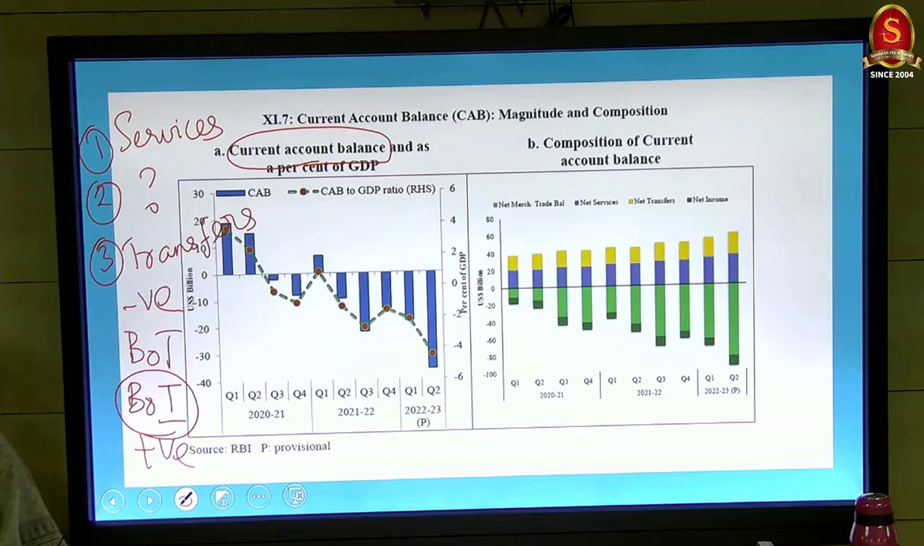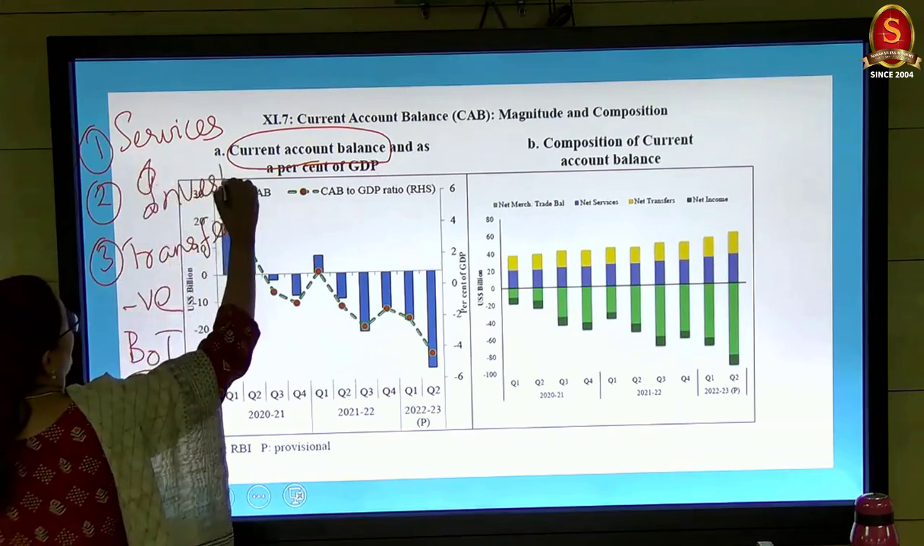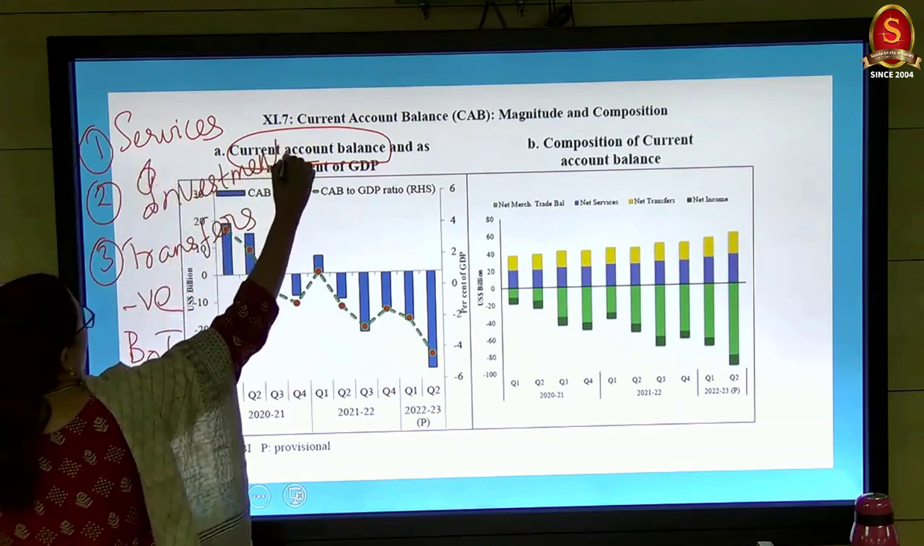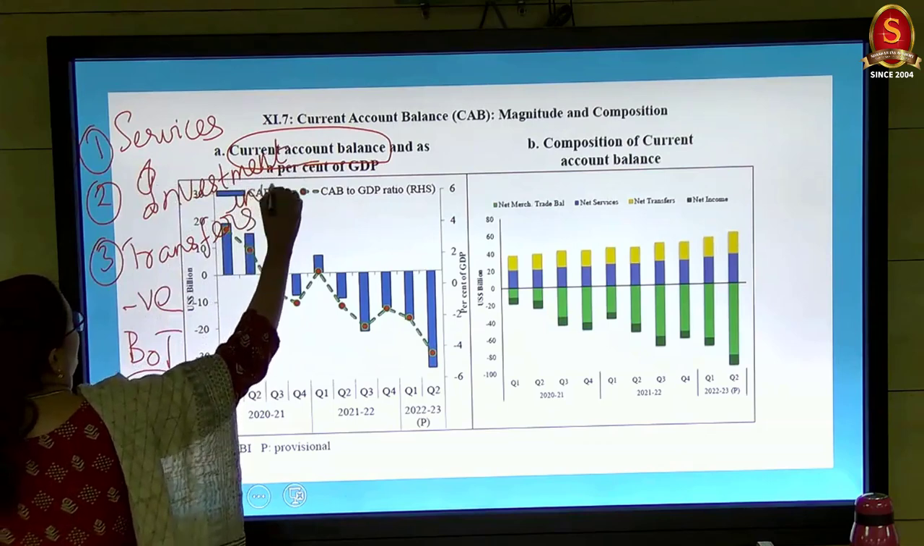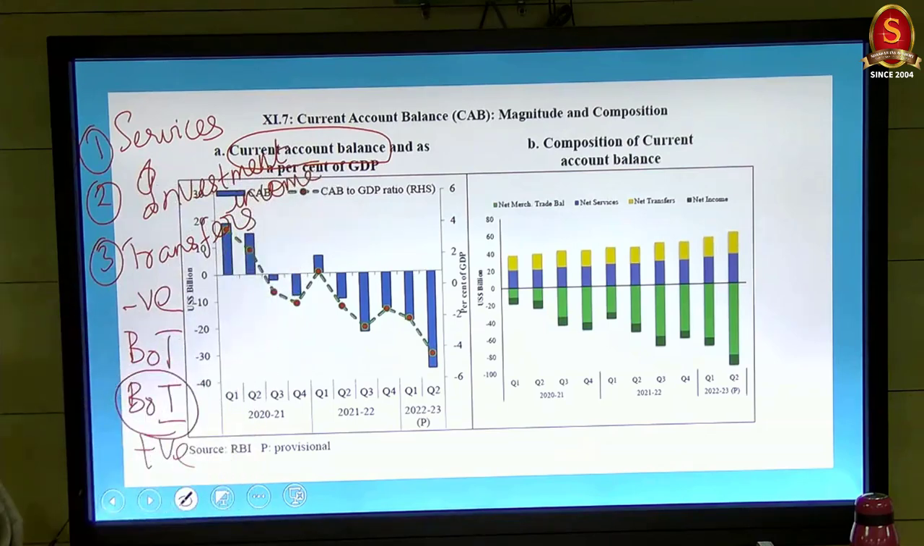Interest agreed, dividends agreed. I want 1 more component. Profit. All of these 3 things will be called investment income. Do we know that services will be positive, transfers will be positive, but investment income will be negative?